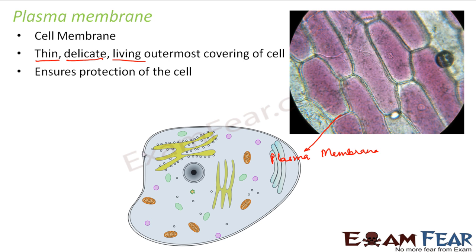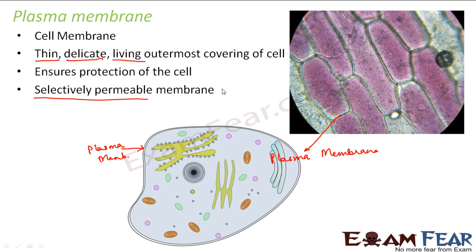One by one. So right now I am talking about the plasma membrane. So this is my plasma membrane, right? It is a selectively permeable membrane. So that's interesting to know what is selectively permeable. What do I mean by selectively permeable?